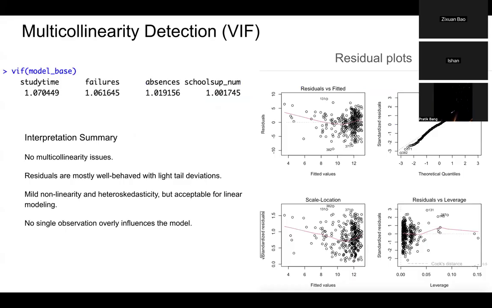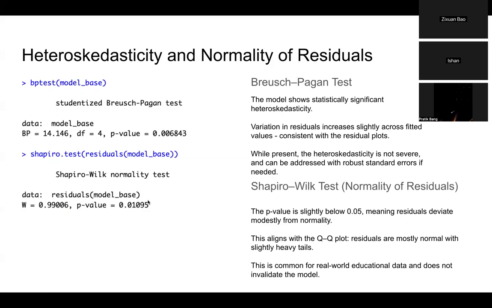We check whether our model meets the key assumptions of linear regression. The VIF values are all very close to 1, which tells us that there is no multicollinearity among the predictors. Looking at the residual plots, the residuals are mostly well behaved, with only slight deviations in the tails on the QQ plot. There is also mild heteroscedasticity, shown by the spread increasing at higher fitted values, but it's not severe enough to invalidate the model.